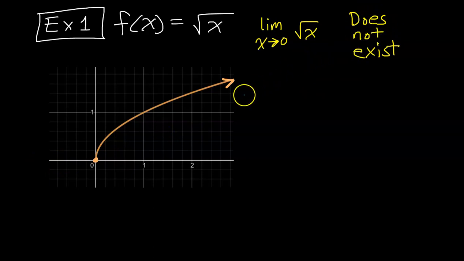On the other hand, we can talk about the one-sided limit from the right. So let's talk about the limit as x approaches 0, but I'm going to put this plus sign on here to mean we're only talking about from the right. So as x approaches 0 from the right, we can see that the value of the function approaches 0.